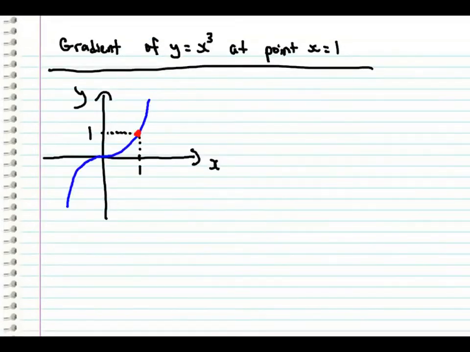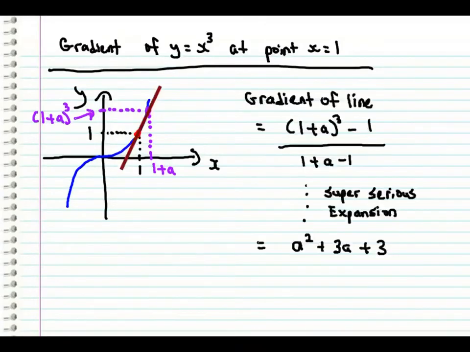Let's focus on the curve y equals x cubed, and let's find the gradient at the point x equals 1. We are going to apply the same steps as before. First, we choose a point very close to 1. We let this be 1 plus a. The corresponding value of y will therefore be (1 plus a) cubed. Next, we draw a straight line passing through the 2 points and find the gradient of this line. We apply the formula for gradient of a line and obtain the following expression.